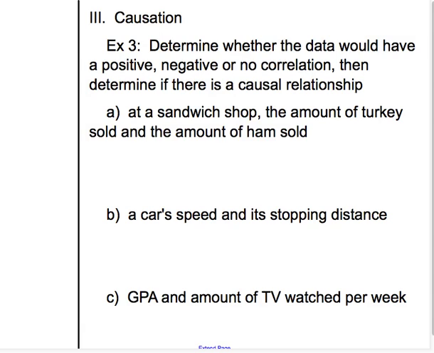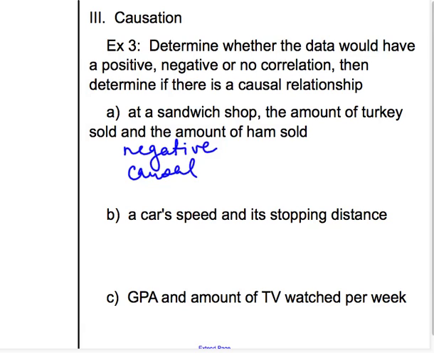So our first example, we're at a sandwich shop, and we want to think about the amount of turkey sold versus the amount of ham sold. So my first thought is people are either ordering turkey or ham. They're not typically going to order both. So the more turkey sold would make me think there would be less ham sold. So I believe this would be a negative correlation. And I also believe that it would be causal because, again, typically you don't get both turkey and ham. There might be a few people that do, but the majority of people would order one or the other. So ordering turkey would cause less ham to be sold.